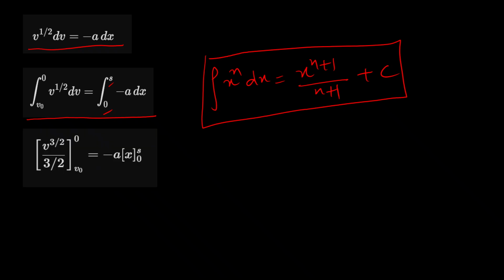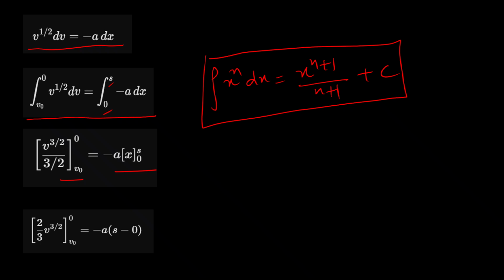Performing the integration, the integral of v to the power of 1/2 is v to the power of 3/2 divided by 3/2. Applying the limits from v naught to 0, this equals negative a times the integral of dx from 0 to s, which is x evaluated from 0 to s. Finally, simplifying the fraction 3/2 by moving it to the numerator, we get 2/3 times v to the power of 3/2 evaluated from v naught to 0, which equals negative a times the quantity s minus 0.